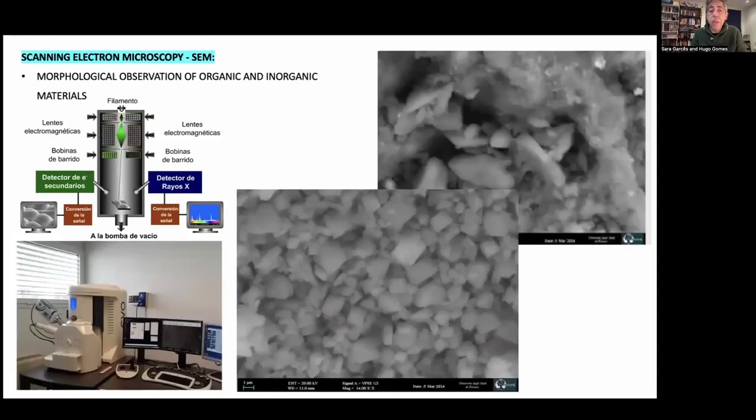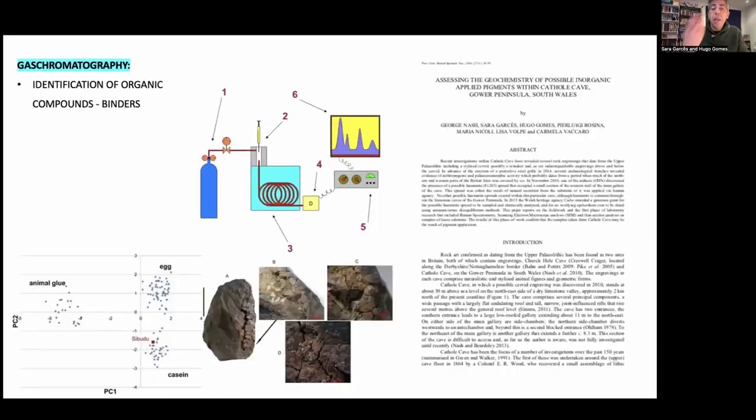With the SEM, the scanning electron microscopy, we are able to see, for example, the processes of preparation. We can see, for example, the grinding process. If you have some kind of fibers inside the pigment, with the scanning of the sample, we are able to recognize this kind of structures. And of course, with the EDS analysis, we can identify the kind of material that it is made of.